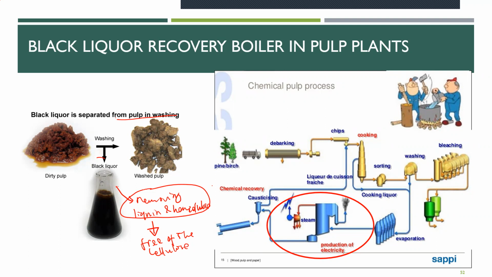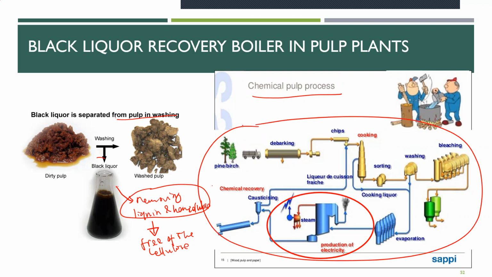Okay. So for the chemical pulping process, this is the overall schematic process of the chemical pulp process. It involves the dissolving of the lignin in order to extract the cellulose from the wood fiber. We call this process the kraft process, where they use chemicals, in this case caustic soda and sodium sulfide.